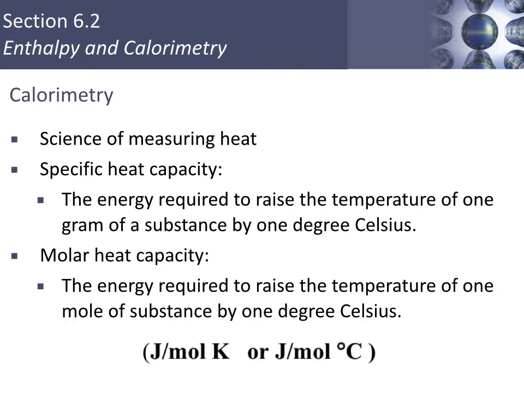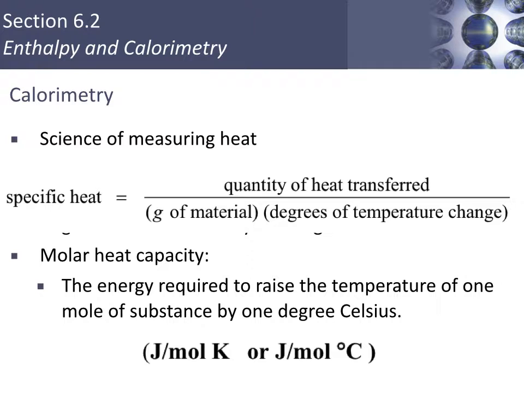There's a couple of terms that you need to be familiar with when it comes to calorimetry. One of them is specific heat capacity, and that's the energy required to raise the temperature of 1 gram of substance by 1 degree Celsius. You can also look at that equation like this. The specific heat is the quantity of heat that's transferred per gram of material and degree of temperature change. Molar heat capacity is the same thing as specific heat, except that it refers to the energy required to raise the temperature of 1 mole by 1 degree Celsius, and they would have the following units.